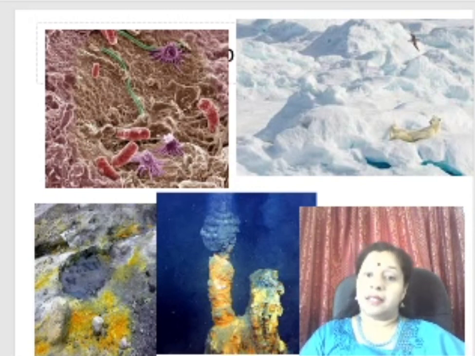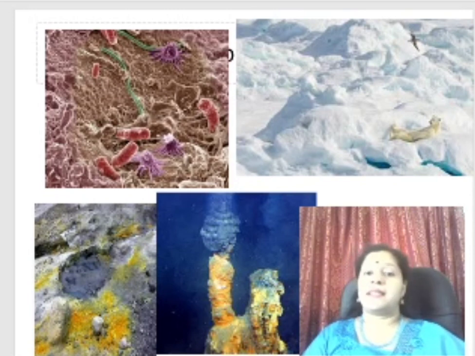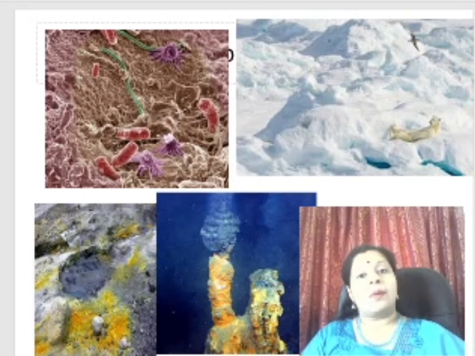Or the regions where the acidity is very high, so that it cannot support any life. But still we can find certain bacteria there. And hot thermal vents, where the average temperature is up to 100 degrees Celsius. There also no other organism can survive, but bacteria can. So from this we can understand that they are present almost everywhere.